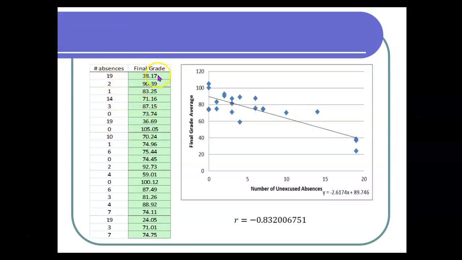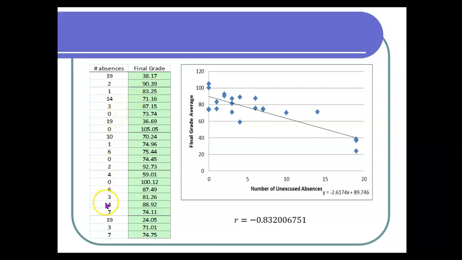For everybody in the class, I've listed how many absences, excused or unexcused, they had from class during the semester, and what their final grade was, as a percentage. So the first person on the list had 19 absences. They missed 19 classes over the course of the semester, and they ended up with around a 38%. They did not do very well. The next person on the list just had 2 absences, and that person ended up getting around a 90%.